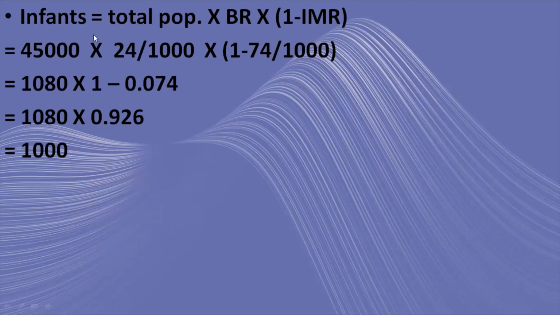Now, how many infants are there? Total population into birth rate into 1 minus infant mortality rate. So it is 45,000 population, 24 is the birth rate divided by 1,000, into 1 minus 74 by 1,000. So it comes to 1,000. So a total of 1,000 infants are there.